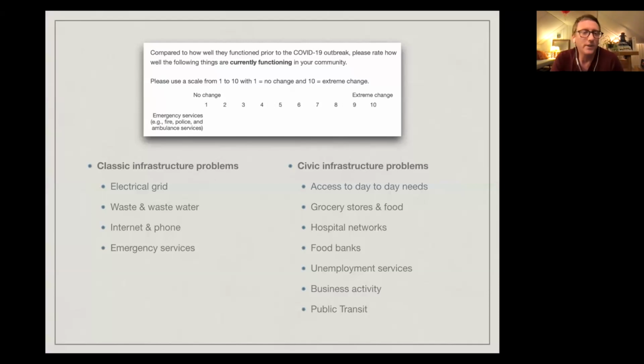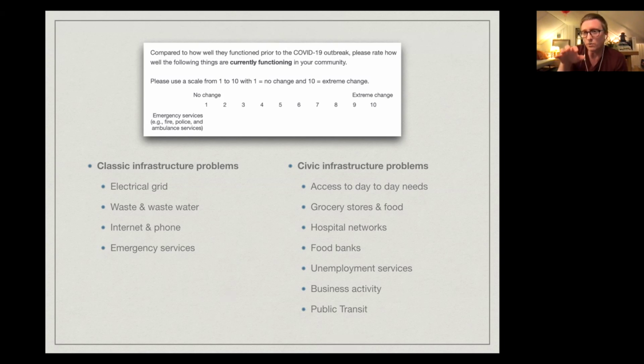We do have some. Because this involved engineers, we had to ask about infrastructure, which are not questions I would normally have bothered asking about. But we asked about, like, in your local community, how affected has the electrical grid been and the internet and phone service, as well as a bunch of things like grocery stores and hospital networks and business activity generally. Infrastructure sort of breaks into two categories based on a factor analysis. There's some classic infrastructure like electric grids, and then what we're calling civic infrastructure, which is the more day-to-day interacting with other people, getting your food and essential needs met kind of thing.